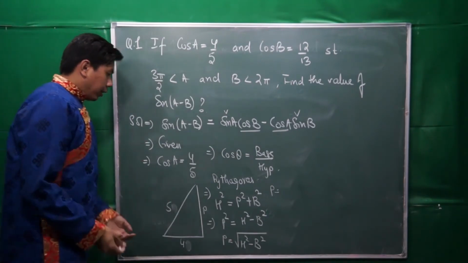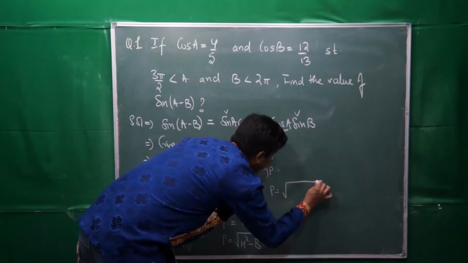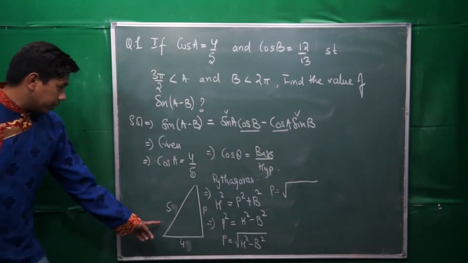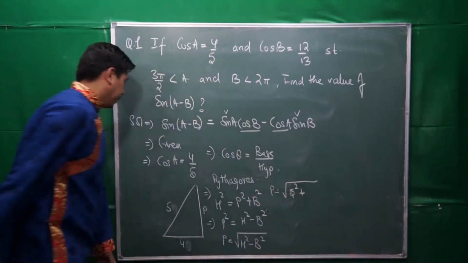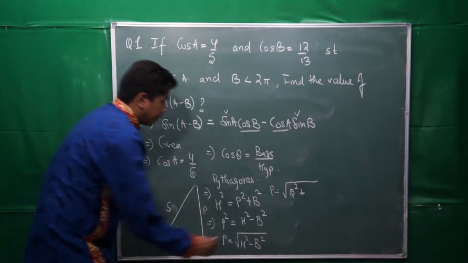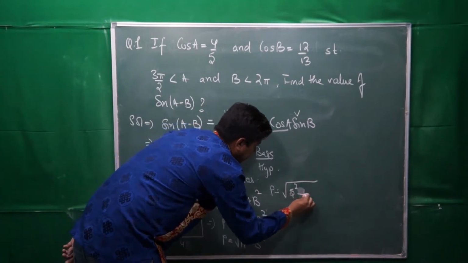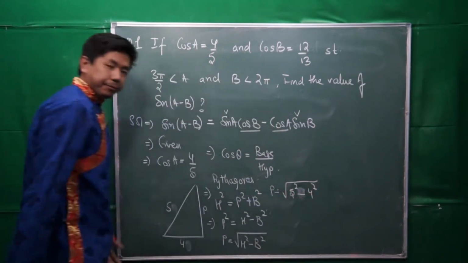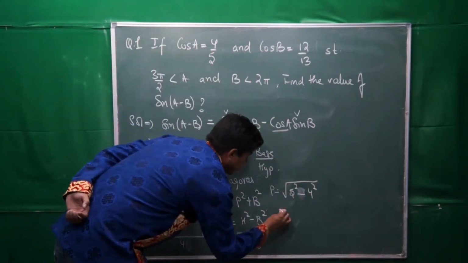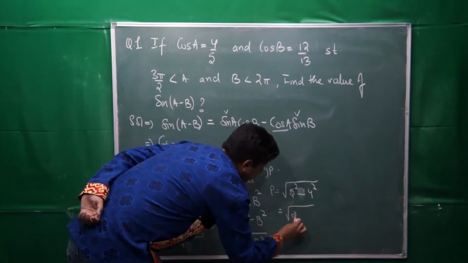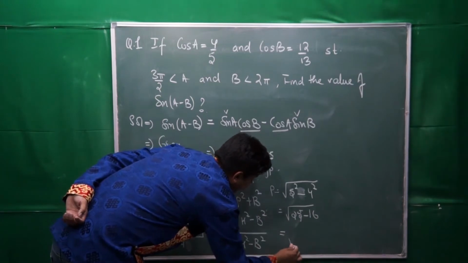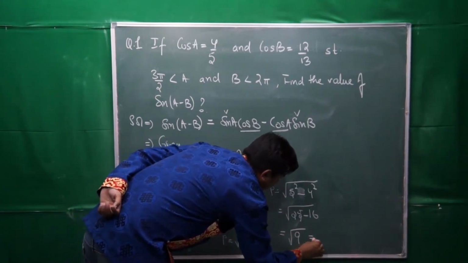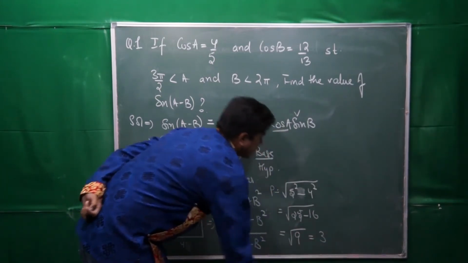Alright. So how much is perpendicular? For that, my hypotenuse is 5 square plus my base is 4. Sorry, it should be minus. Okay? Clear? So this should be equal to 25 minus 16, which is equal to under root 9, which comes out to be plus minus 3.